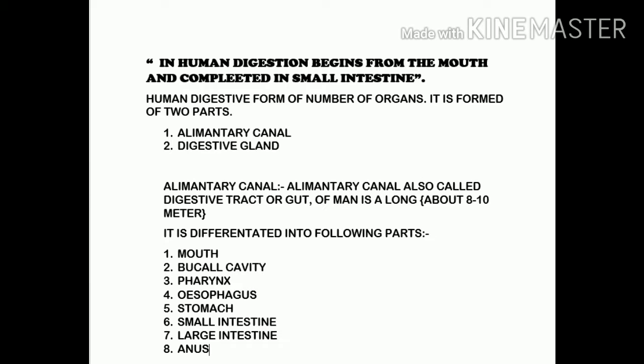So let's discuss about them. First we discuss about mouth. It is a transverse aperture bounded by movable lip. It is for ingestion. Buccal cavity. In buccal cavity, mechanical digestion of food takes place, which increases the surface area of food for proper digestion. It consists of following structure: tongue and teeth.